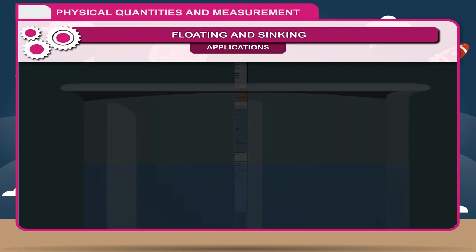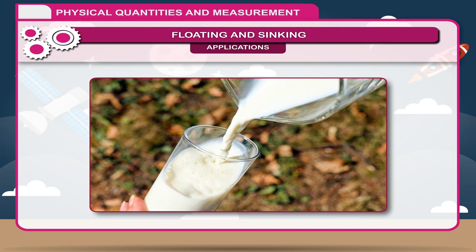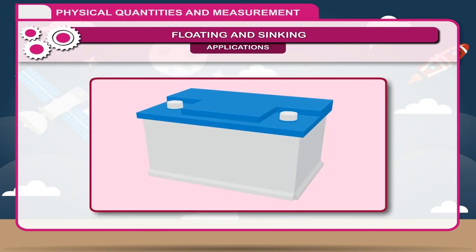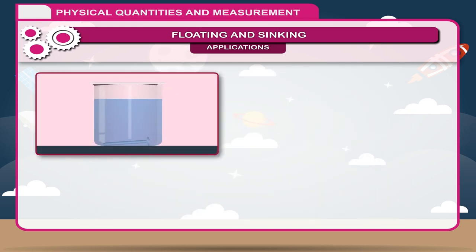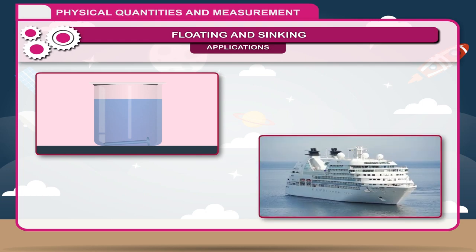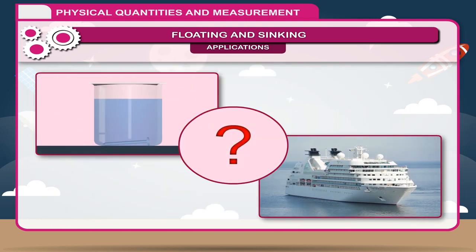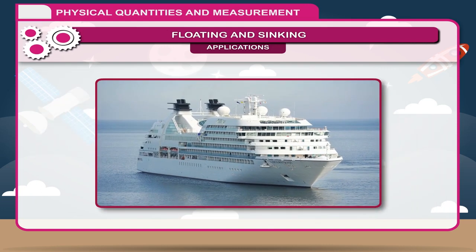Hydrometer is also used in testing the purity of the milk and to check if lead-acid batteries are fully charged or not. 2. An iron nail sinks in water, but an iron ship floats in water. Why? It is because the bottom of an iron ship has a huge cavity filled with air, which reduces the ship's average density. As the average density of the ship becomes less than water, it floats.